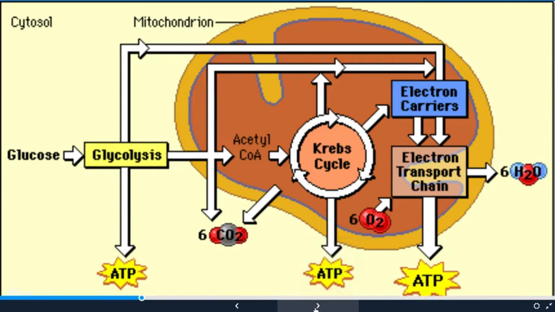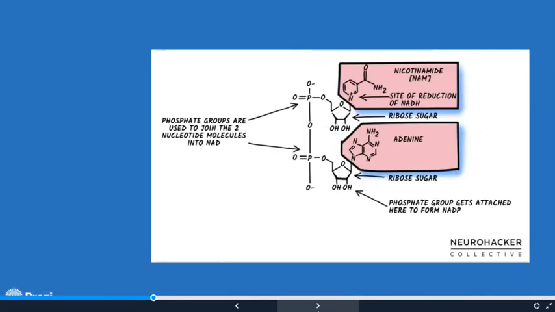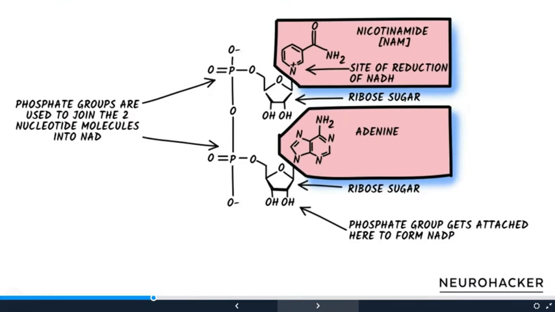Okay. First off, before we dig into that any further, we have a very special molecule, electron carrier molecules that are going to be used during this process. And that molecule is called NAD. Okay, NAD, much like ATP is short for adenosine triphosphate, NAD is short for nicotinamide adenine dinucleotide, which you can see here.